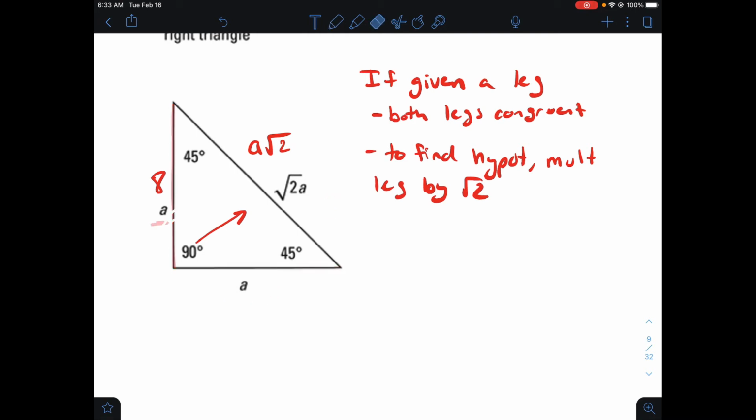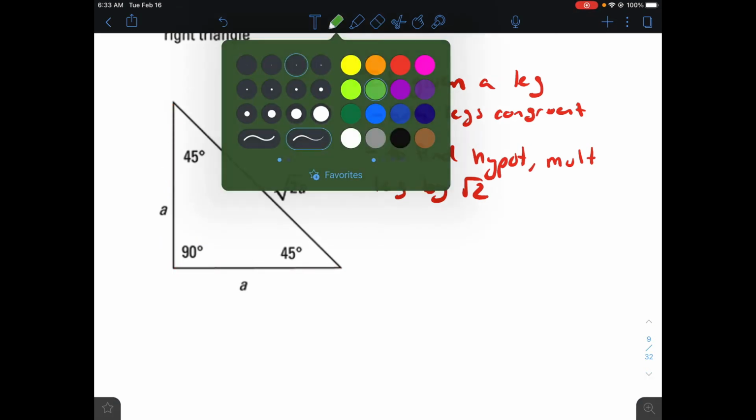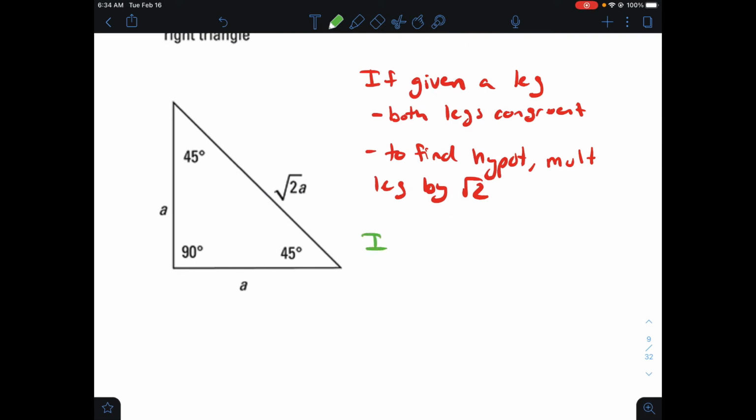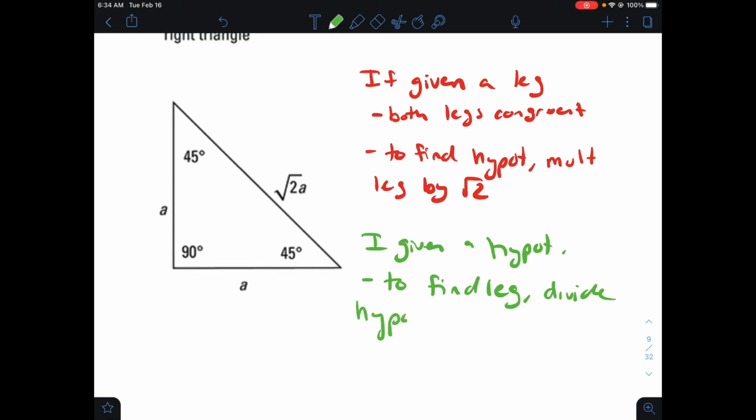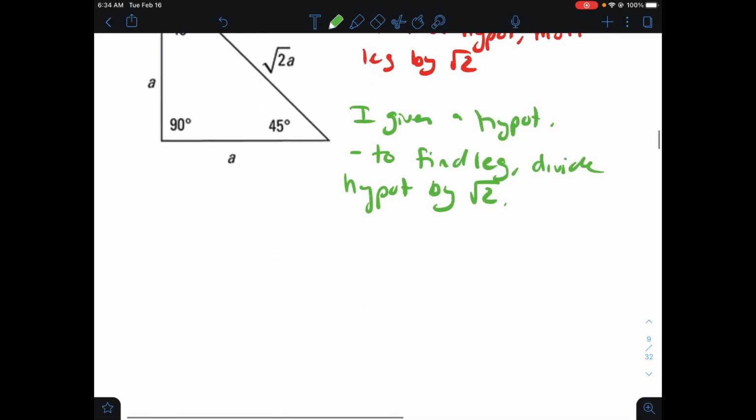So now let's talk about what we need to do if you are given a hypotenuse. So to find the leg, you're going to divide the hypotenuse by root 2. I guess actually it should just be to find the legs, because they're congruent.